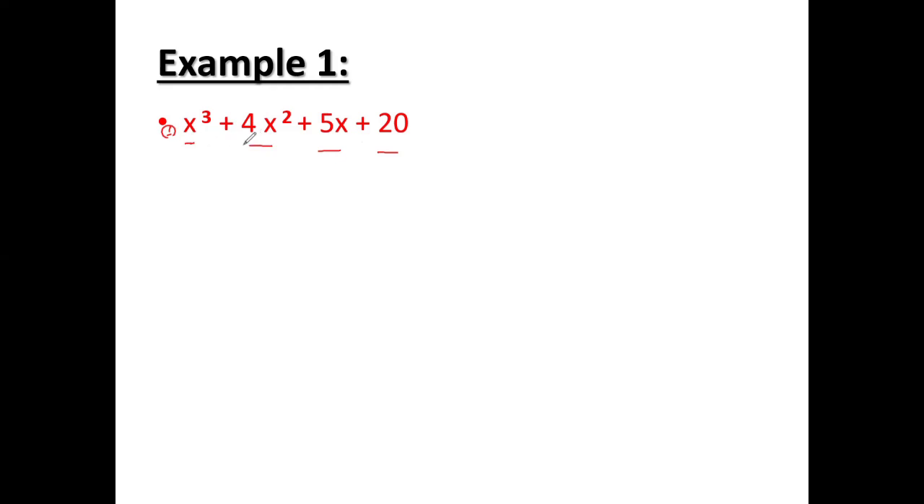For the first two terms, the coefficient of x^3 is 1, and the coefficient of x^2 is 4. If we divide, 4 divided by 1 is equal to 4. In the same way, let's take the other two terms. We have 20 and 5. So 20 divided by 5 is equal to 4. If we have the same ratio, it means we can factor by grouping. So, how can we do it?